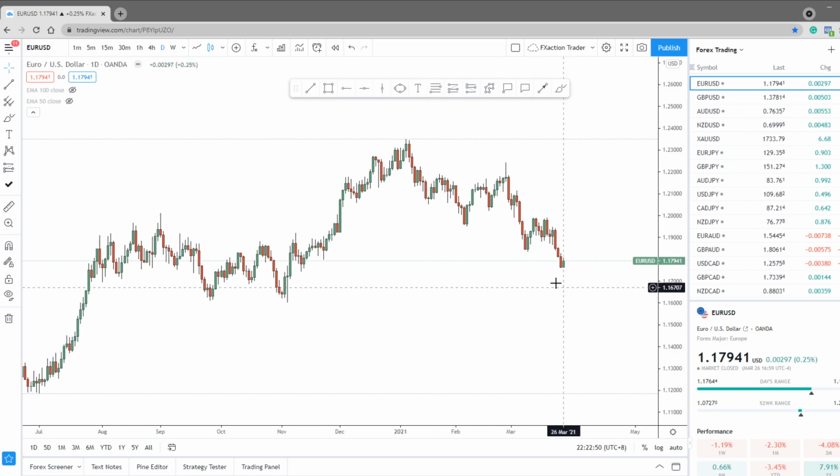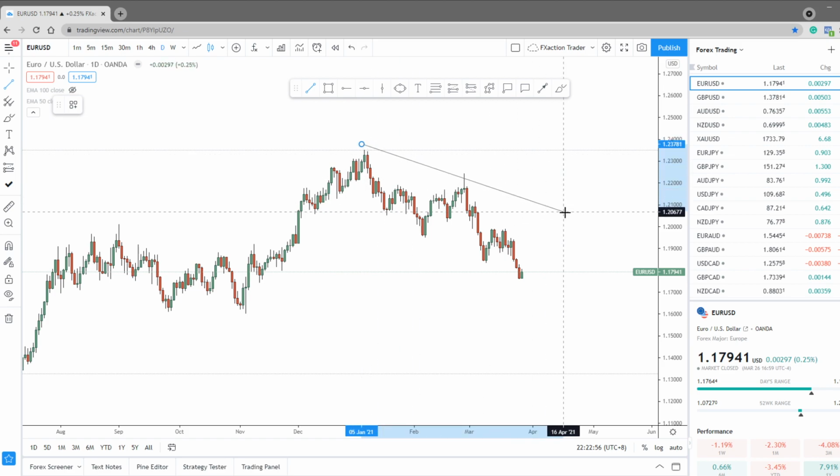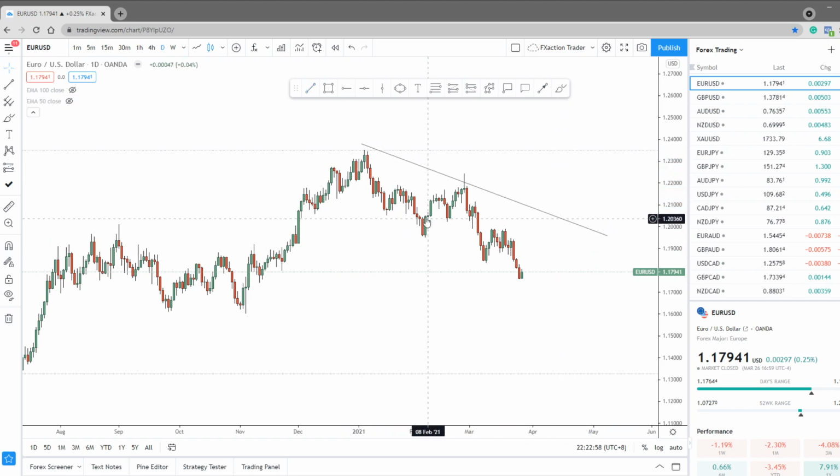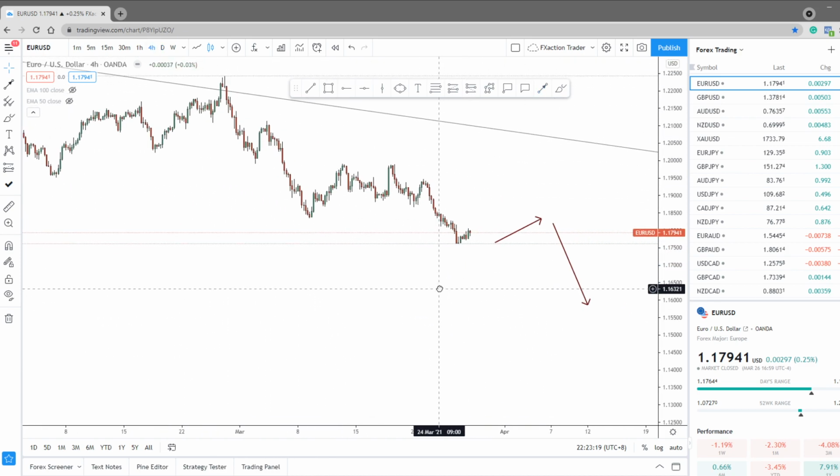Looking at this Euro Dollar chart on the daily, we can still see that the market is in a very clear downtrend, where lower lows and lower highs are being created. But this week the market closed with a bullish candle on Friday, which means the market is going to do a pullback before the continuation. So let us have a look on H4.